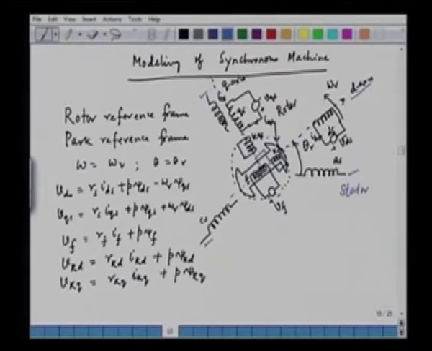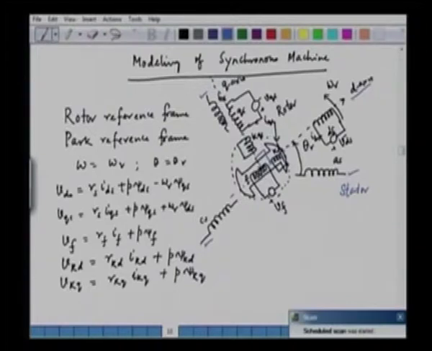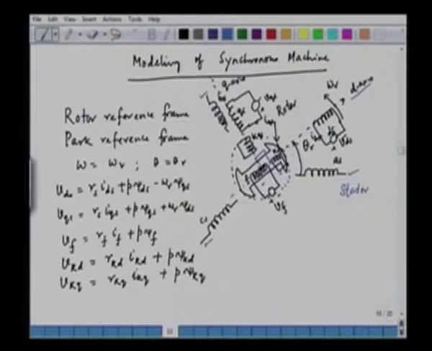This angle is 90 degrees, and we have the field winding and a damper winding in the D axis. So, in the D axis of the rotor we have two windings, the field winding and the damper winding. Similarly, in the Q axis we just have one damper winding. We have seen in the last lecture that if we model a synchronous motor in the rotor reference frame or the Park reference frame, there is a distinct advantage that the inductances will be constant. We have a D axis inductance and a Q axis inductance, and they are constant, independent of the rotor position.